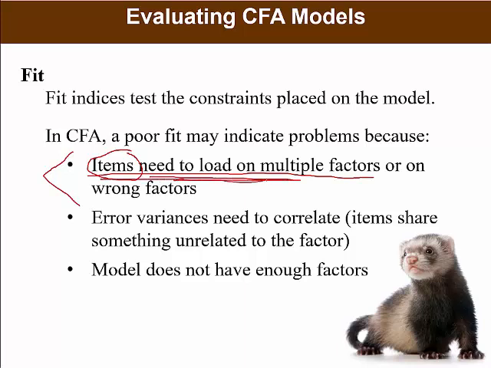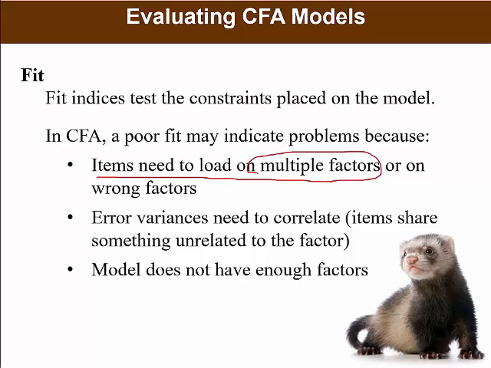So items that need to load on multiple factors would produce a poor fit. When you're doing confirmatory factor analysis and developing scales, we don't want general items that are not specific to a single factor, because they're vague and they don't give us precise information. We want items that load on only one factor. So if you have an item that wants to load on multiple factors, that will produce a poor fit, and that would be a problem. And maybe that's an item that we should get rid of or modify or adjust.